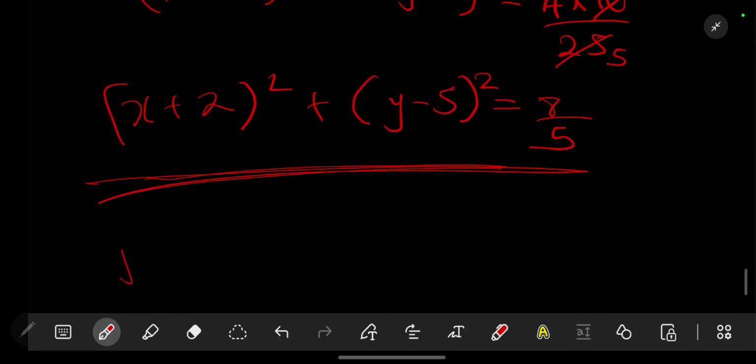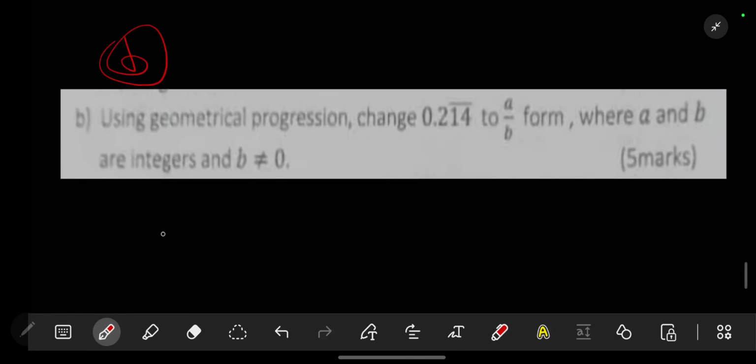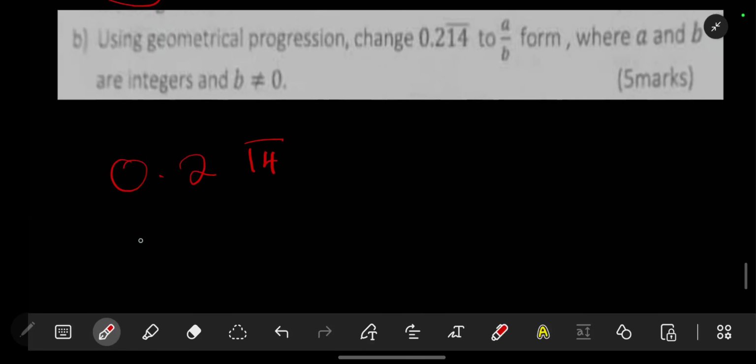Question B. For our B, we have 0.214 bar. So the bar is just on 14. What this means is that this number is 0.214, if this is repeating 141414, like that.